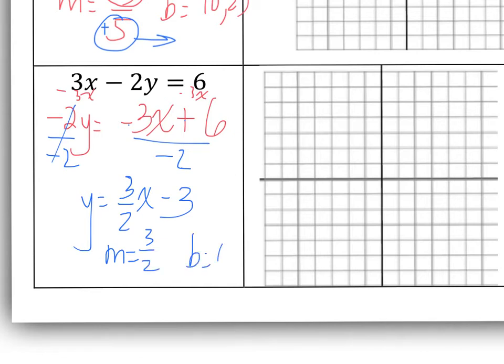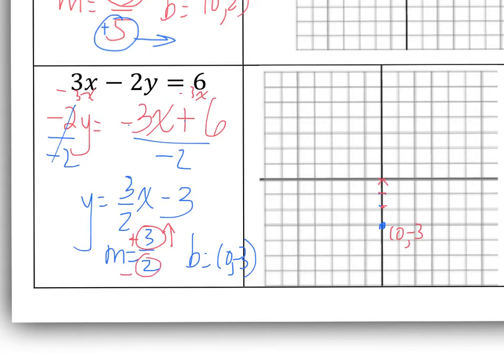My y-intercept is (0, -3). I'm going to graph (0, -3) first. And this is positive 3, so I need to move up 3 units from (0, -3). 1, 2, 3. Stop here.